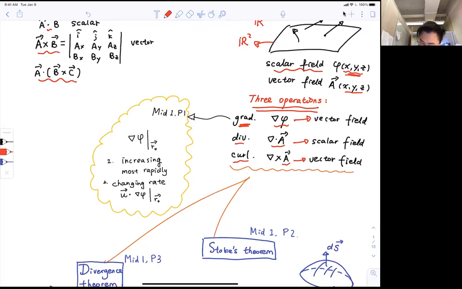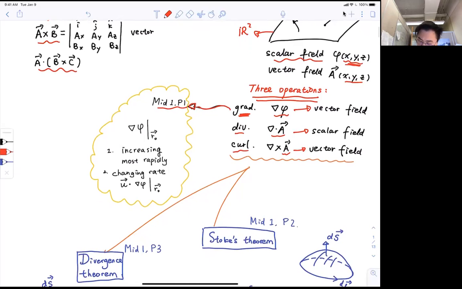For example, the gradient was tested in the midterm one, problem one. Given a scalar field, we can calculate along which direction this scalar field is increasing or decreasing most rapidly at some specific point, or what the changing rate is along some specific direction at some point.